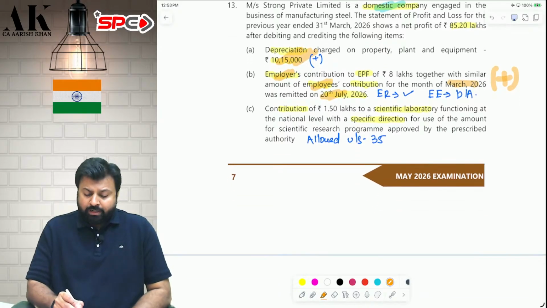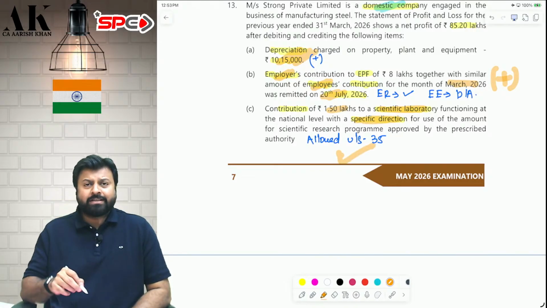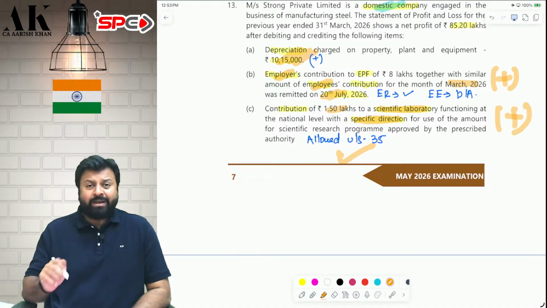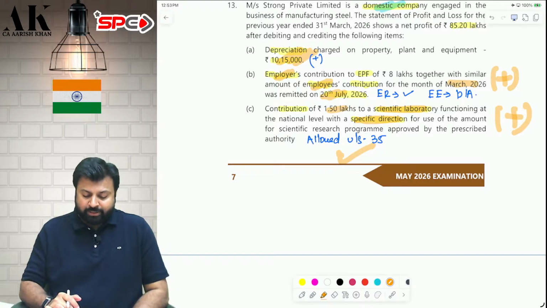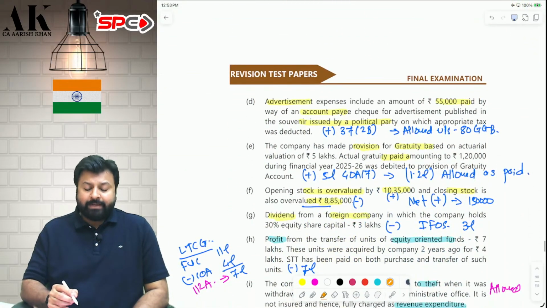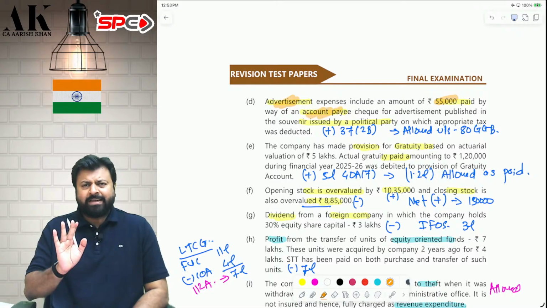Then you are giving some contribution of 1.5 lakh to a scientific laboratory, scientific research association, etc. Therefore, that is allowed under section 35, but in 115BAA, it will be disallowed. Be very careful. In 115BAA, it is not allowed as a deduction. Next one, you are incurring some advertisement expenses of 55,000 rupees, which is paid by account payee cheque. Till here, it is good.